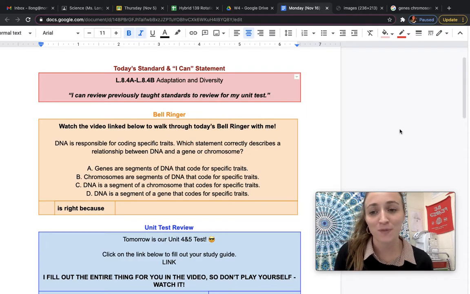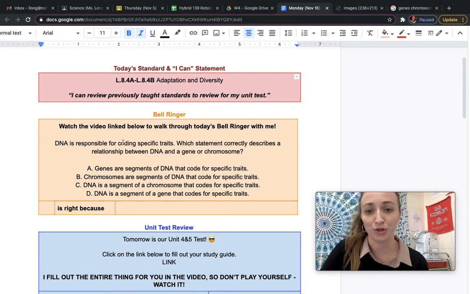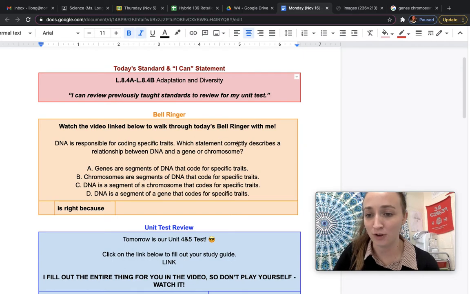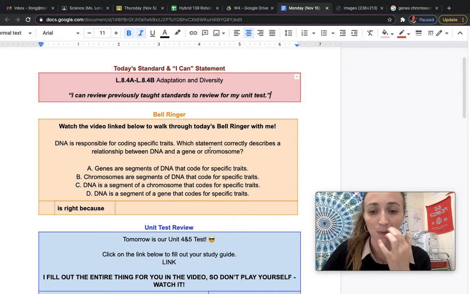Let's go through our bell ringer. So, what's it say here? DNA is responsible for coding specific traits. We knew that. Which statement correctly describes a relationship between DNA and a gene and a chromosome? Okay, so all this is asking is what is a segment of what and what codes for your specific traits?